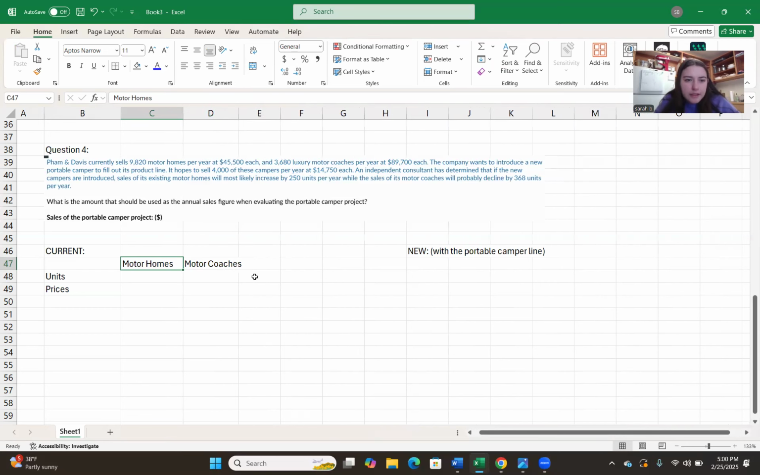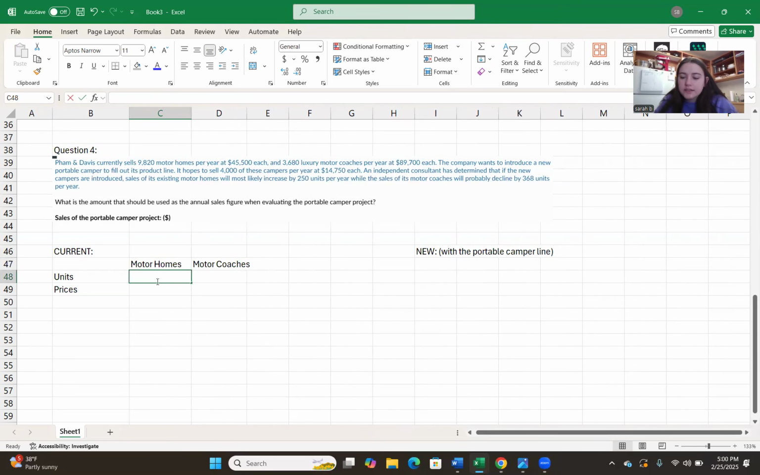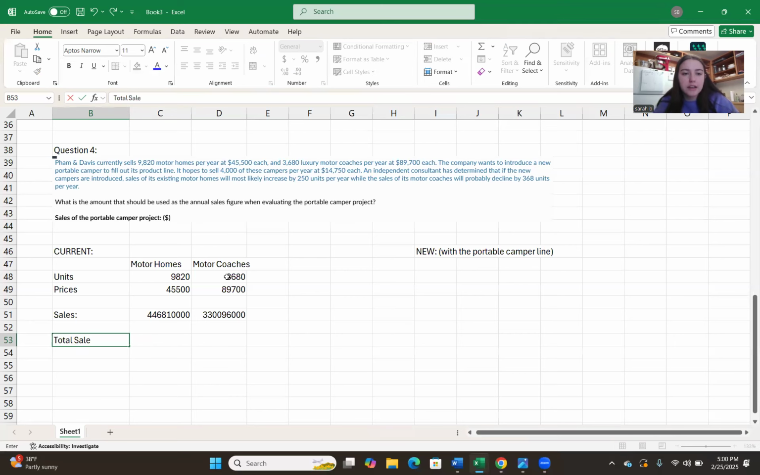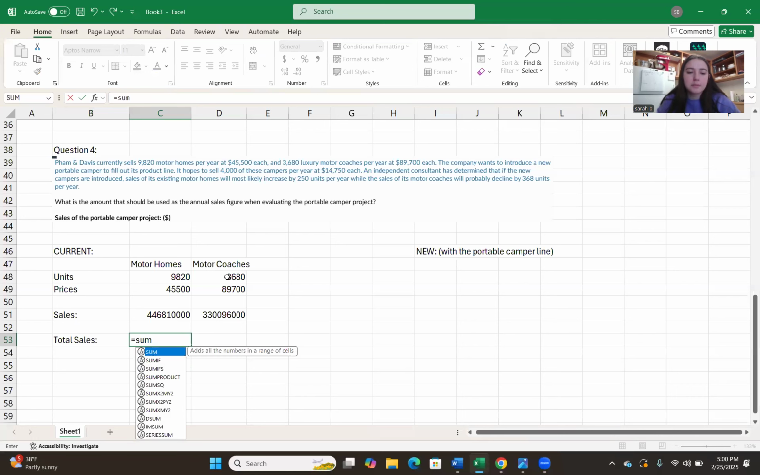So I'm looking at this and I see units is 9820, and for motor coaches it's 3680, and prices is 45.5 and 89,700. Okay. So currently sales for motorhomes are this huge thing. Okay, we have got 10 minutes left and then we're gonna all hop back on the Zoom. If you've been in my office hours, you know this is a lasting issue. And then I'll do total sales is the sum of these two.